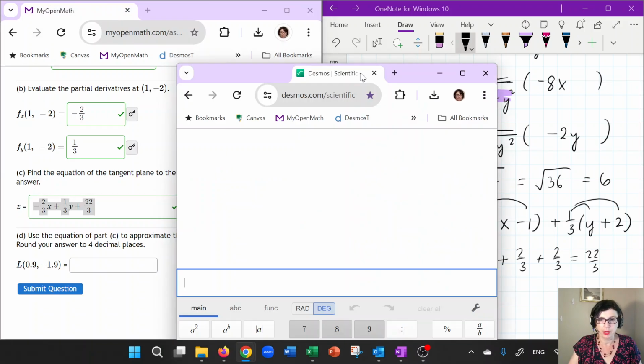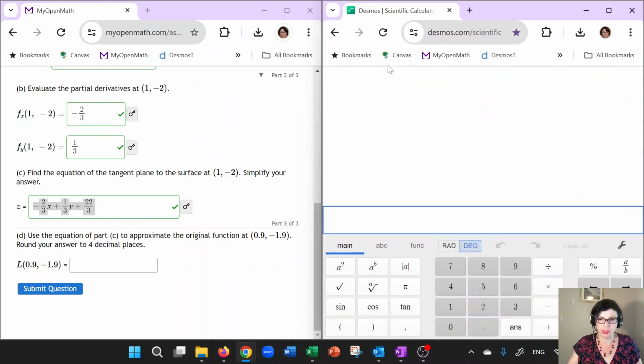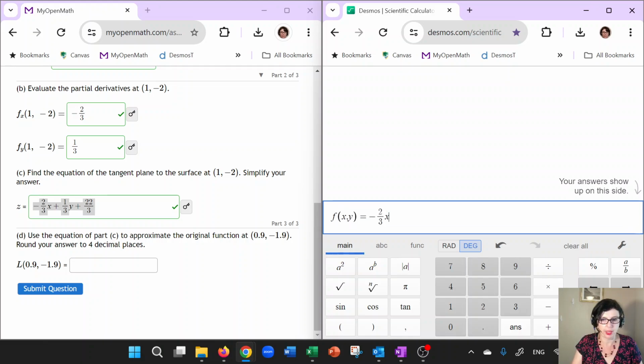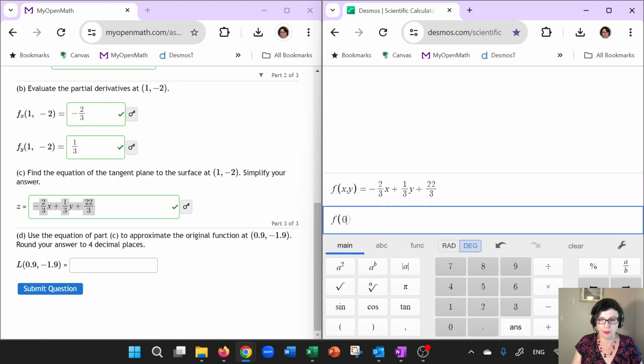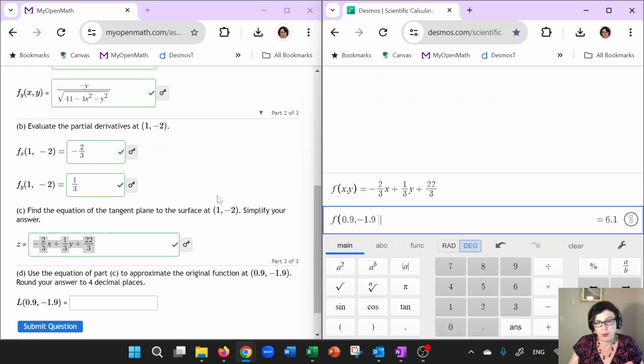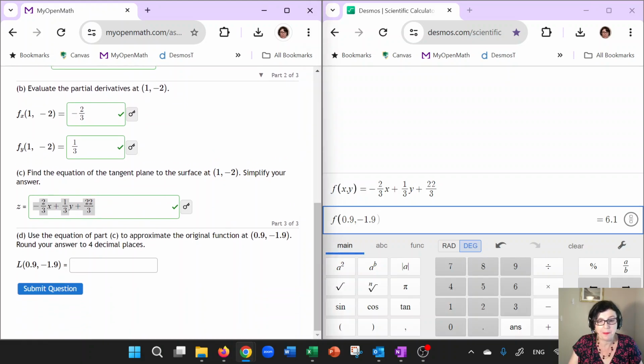So let me put the calculator here on the side. So I will just type a function: negative 2/3 x plus 1/3 y plus 22/3. And I am just plugging that value into this function. And what you are thinking about is, suppose you have a calculator that cannot take square roots. Cannot do anything other than just add, subtract, divide, multiply. You can use that calculator to compute something like that, but you can't compute square roots. So this gives you an approximation of what it is.